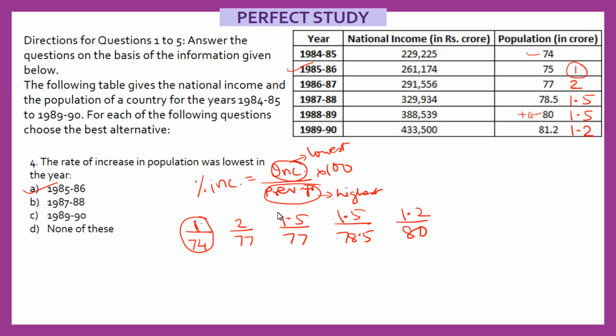If the question had been where the rate of increase in population was highest, then we could have picked any value from here, but it is lowest. So the numerator is lowest compared to the denominator here in this particular fraction. That is why this is the answer.